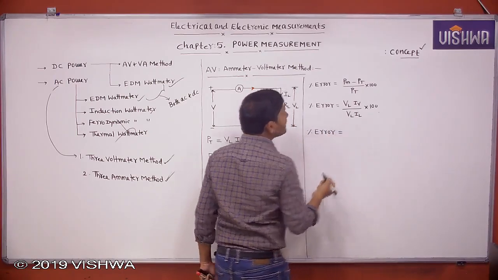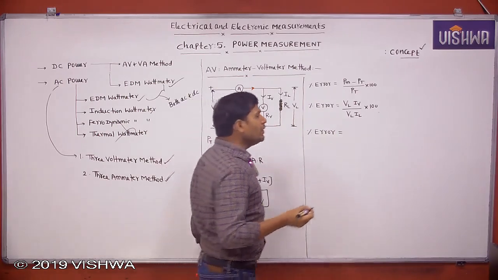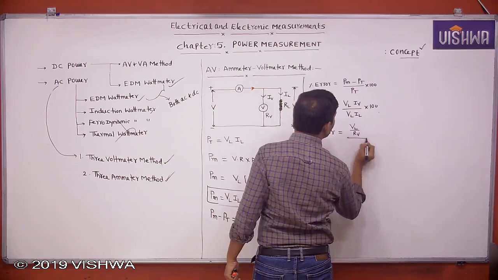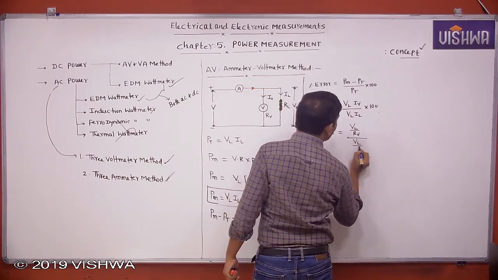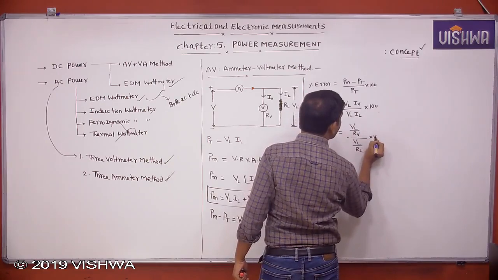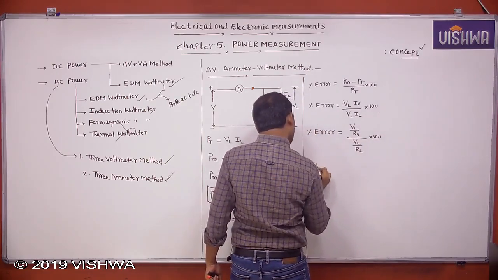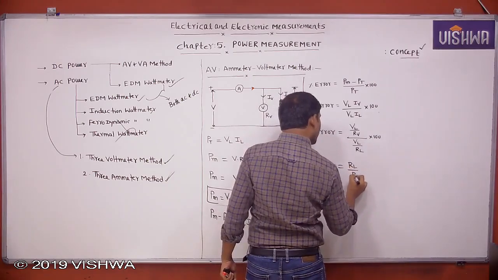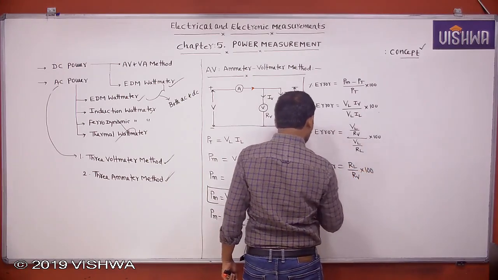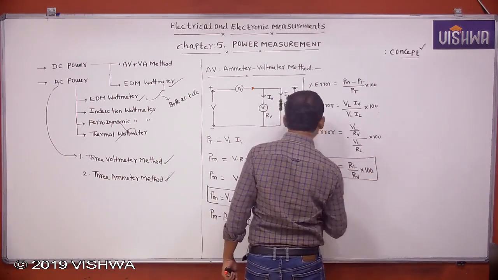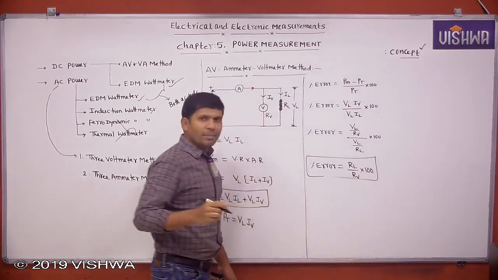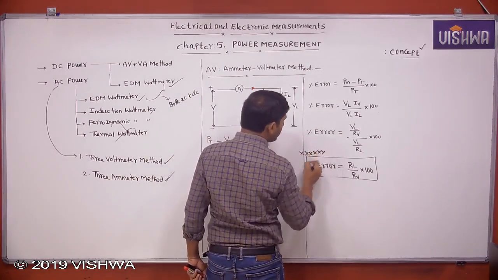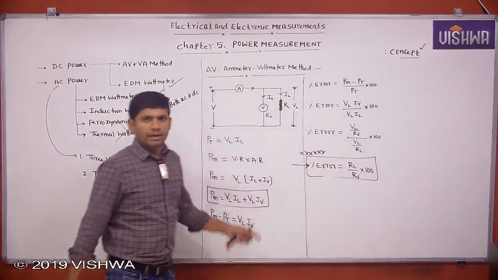How do we write IV? IV, the current taken by the voltmeter, equals VL by RV. How do we write IL? VL by RL, into 100. Then percentage error equals RL by RV into 100. In the AV method, the percentage error equals RL by RV into 100. This one formula you remember. Yes, quickly note it down.